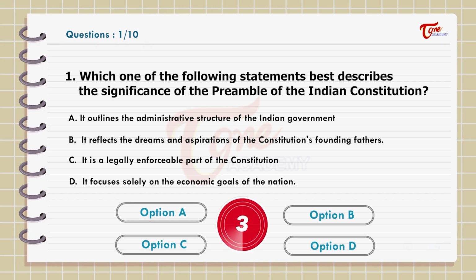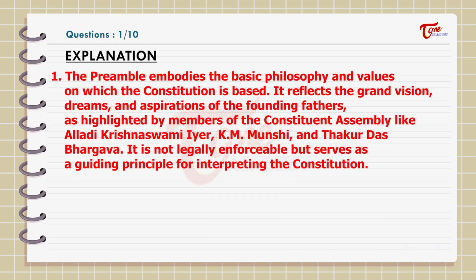Answer: Option B. The preamble embodies the basic philosophy and values on which the Constitution is based. It reflects the grand vision, dreams, and aspirations of the founding fathers as highlighted by members of the Constituent Assembly like Alladi Krishnaswamy Iyer, K.M. Munshi, and Thakur Das Bhargava. It is not legally enforceable but serves as a guiding principle for interpreting the Constitution.